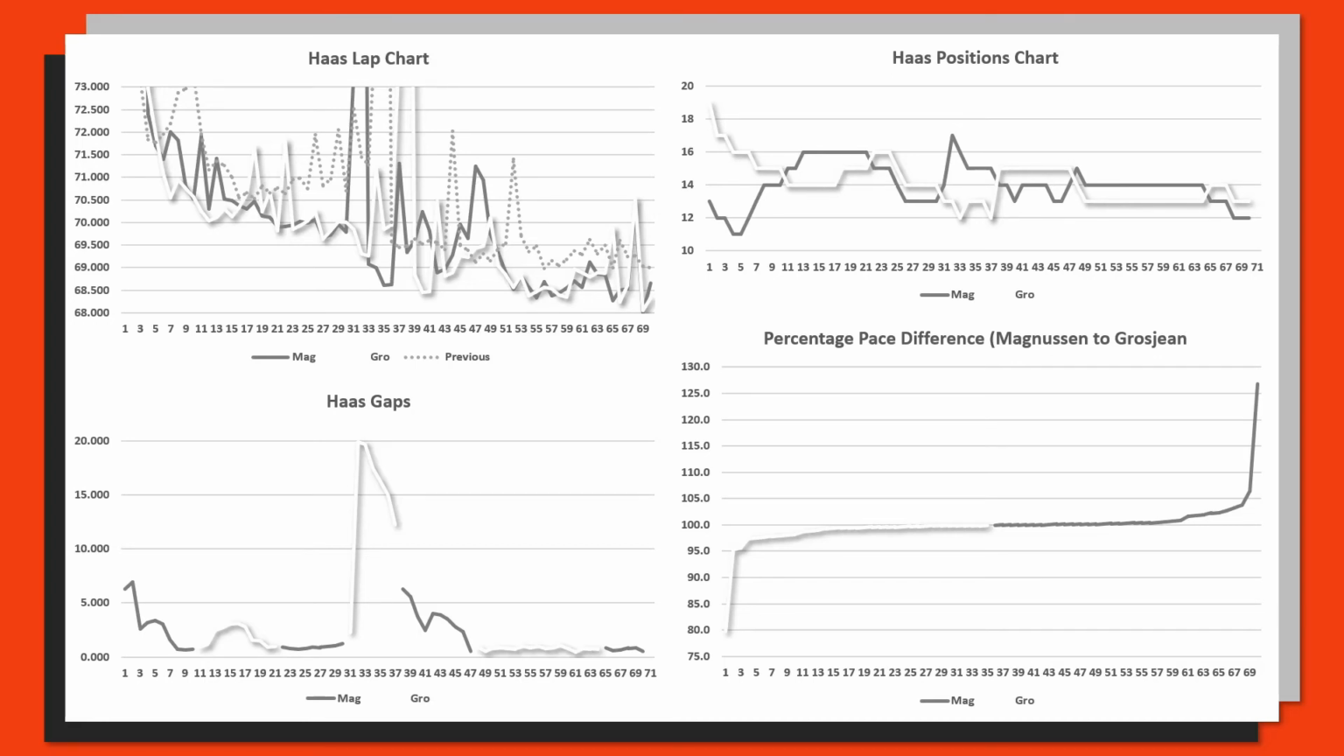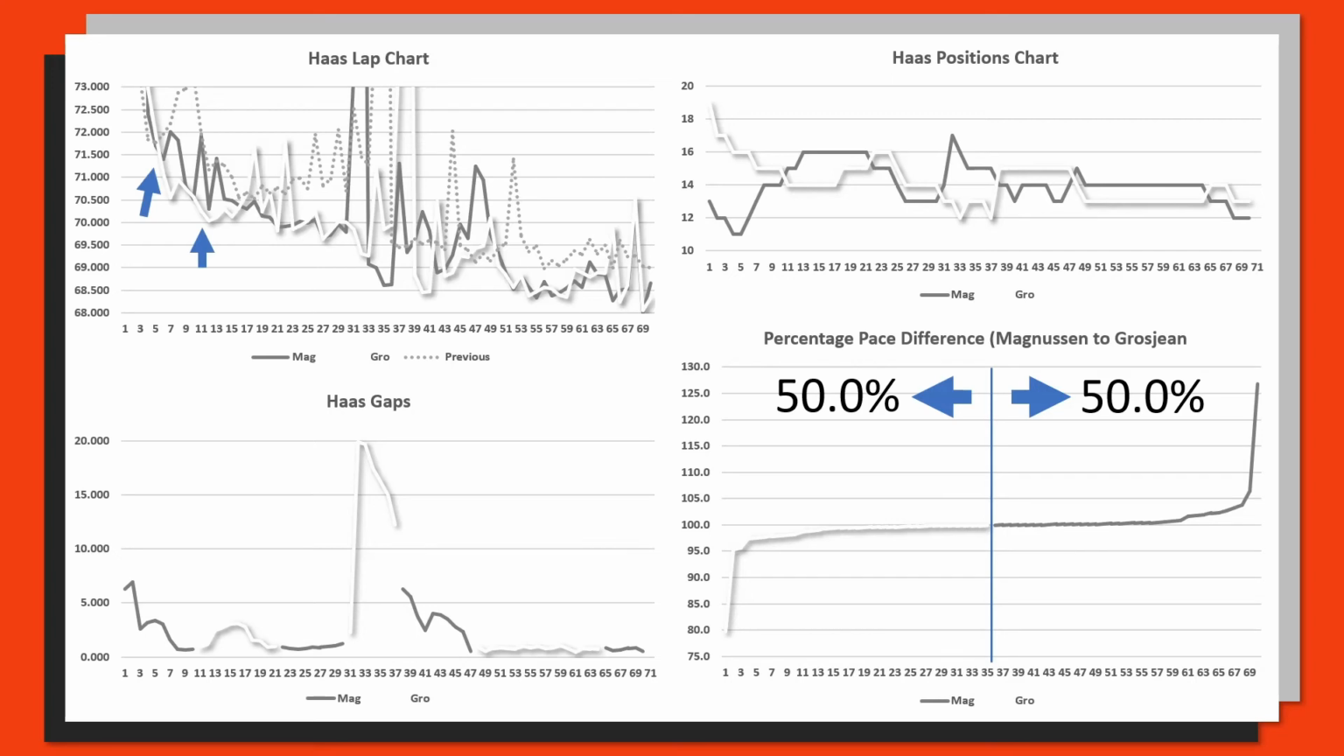But again, we start with the percentage pace difference from Magnussen to Grosjean, which I've forgotten to close the brackets, but that is not the end of the world. We split this down the middle, and we see that for the first time this season, it is a 50-50 split. They were both equal, they both did an even number of laps, and they were both as fast as each other, which is very much shown by their lap chart. It is extremely equal.